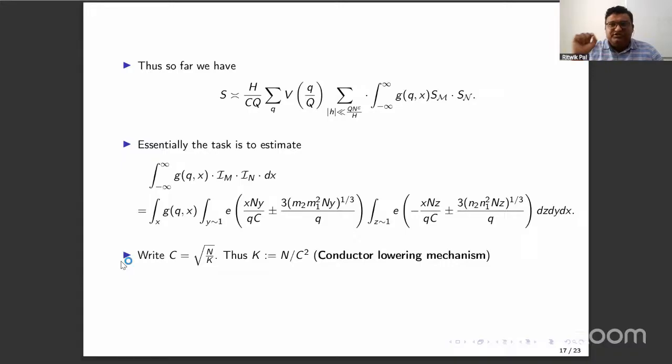Introducing this extra parameter k in c, so that this k appears inside this exponential, is due to the conductor lowering mechanism of Munshi. This introduces an extra analytic twist inside the summation, and that results in a saving with respect to k. And this conductor lowering mechanism of Munshi has many avatars. This is one of them.